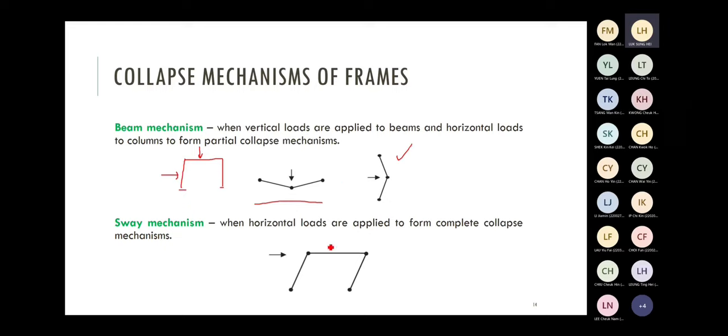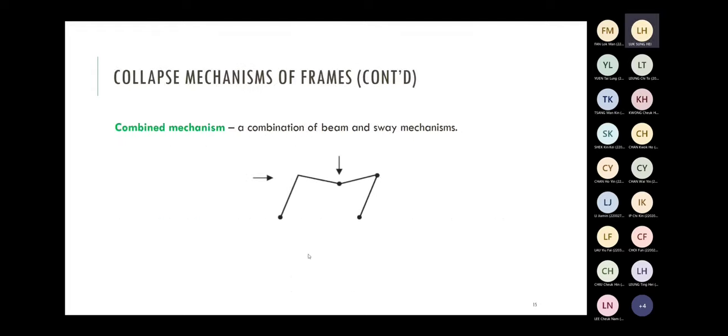The second possibility is that the whole story collapses. If there are totally 4 hinges formed at the column ends, then you can see that when the loading increases slightly, the structure will undergo relatively large deflections horizontally. This mechanism we call the sway mechanism. That means the formation of 4 plastic hinges at the 4 corners makes the structure unstable horizontally. The last one, and also the most difficult one, is called the combined mechanism.